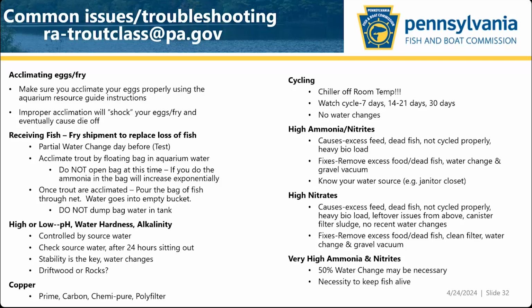Cycling is probably the biggest problem that we have. You want to make sure your tank is cycled properly, and it takes anywhere from 5 to 8 weeks, depending on the tank. So keeping that chiller off definitely helps it cycle faster. The downside is when you turn it back on and start dropping your temperature down before you get your fish or your eggs, it causes that bacteria to get sluggish. They don't want to work properly.